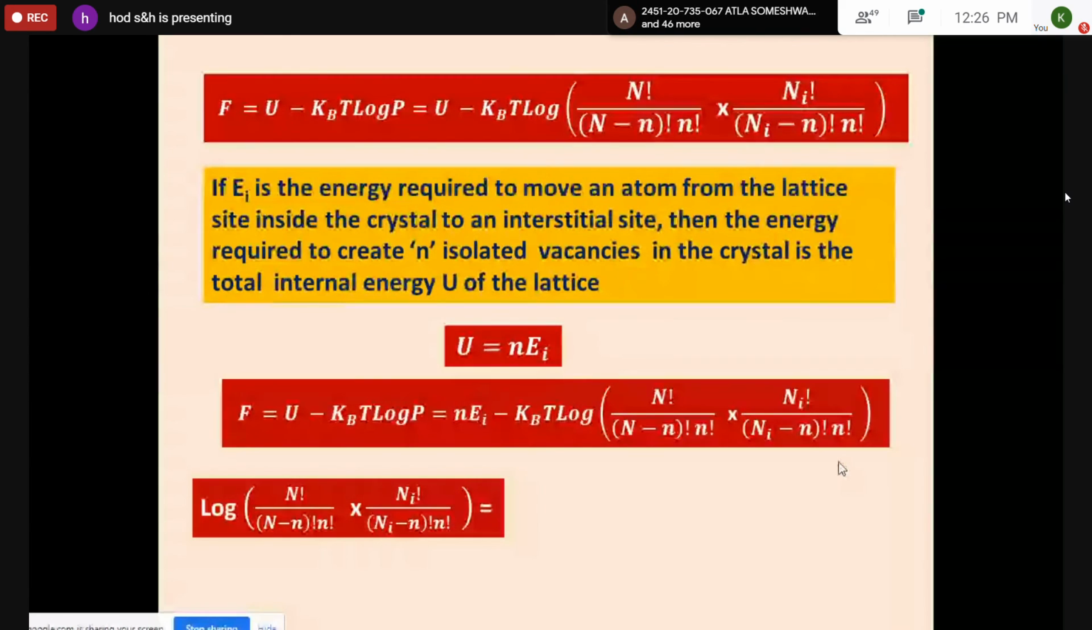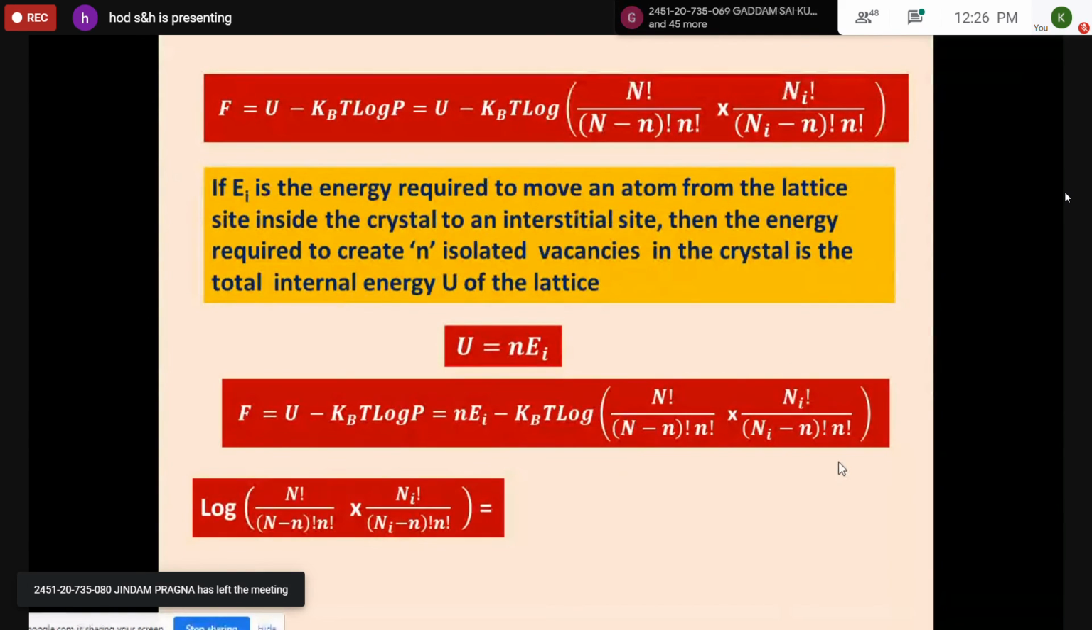Now you should simplify this log term, log of N factorial by N minus n factorial into n factorial, into Ni factorial by Ni minus n factorial into n factorial. Write log of x by y as log x minus log y. In the same fashion, first simplify: log N factorial minus log N minus n factorial minus log n factorial, plus log Ni factorial minus log Ni minus n factorial minus log n factorial. I didn't write this here, but you should write it actually.